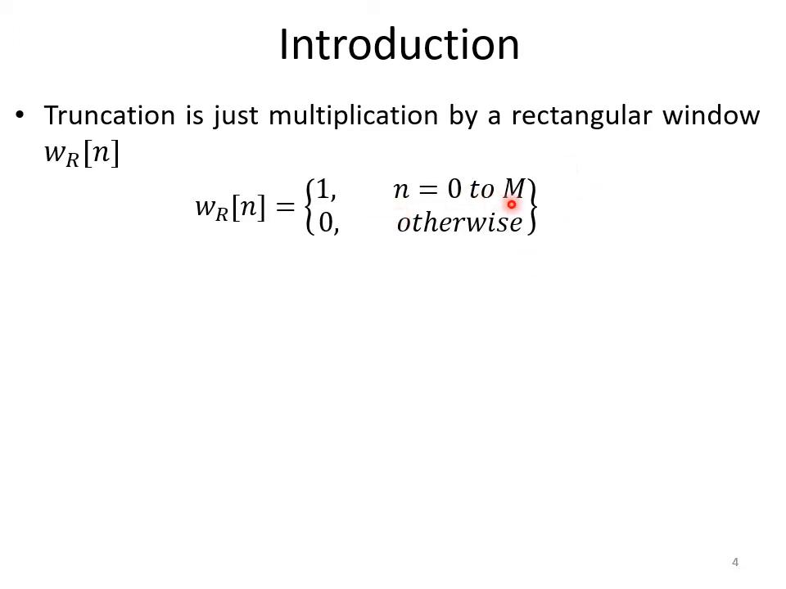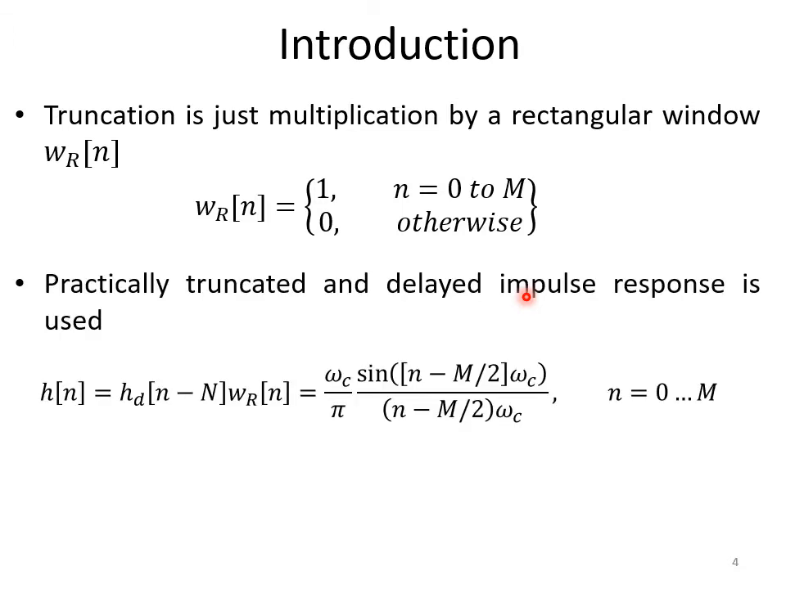So you can write n equal to 0 to M. It means the length of the filter is M plus 1, right. So you don't have to write M minus 1. So don't be confused by this. It is just how you choose the value of M. So here we are going to represent M as the length of the filter minus 1, right.